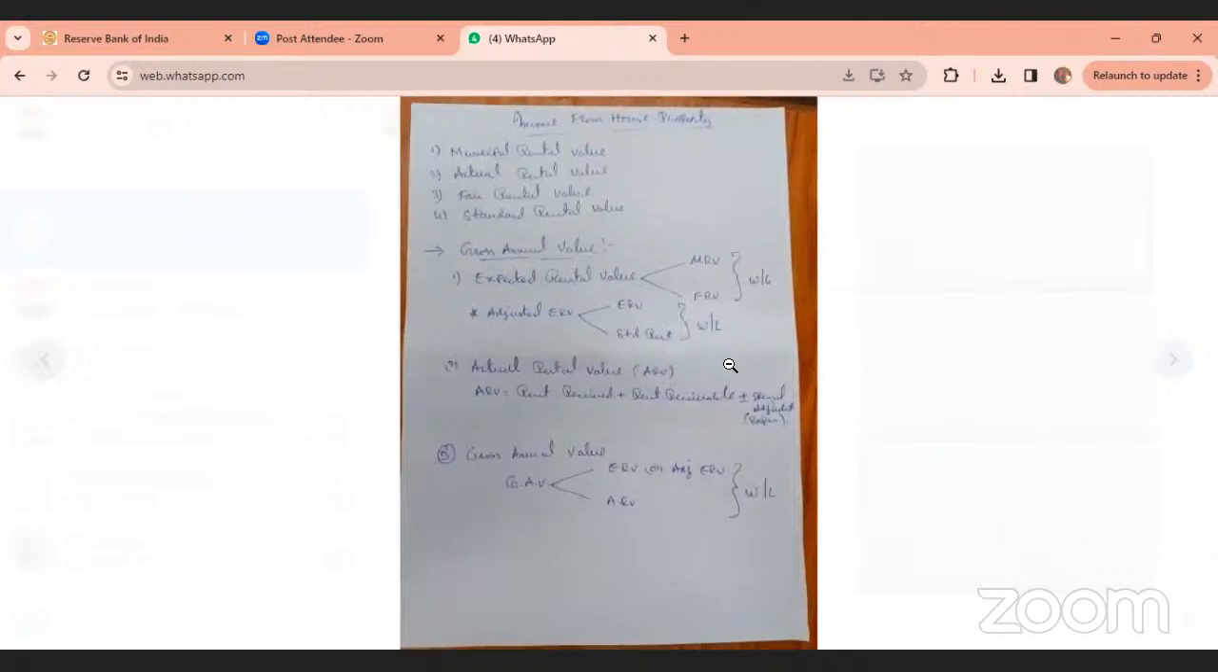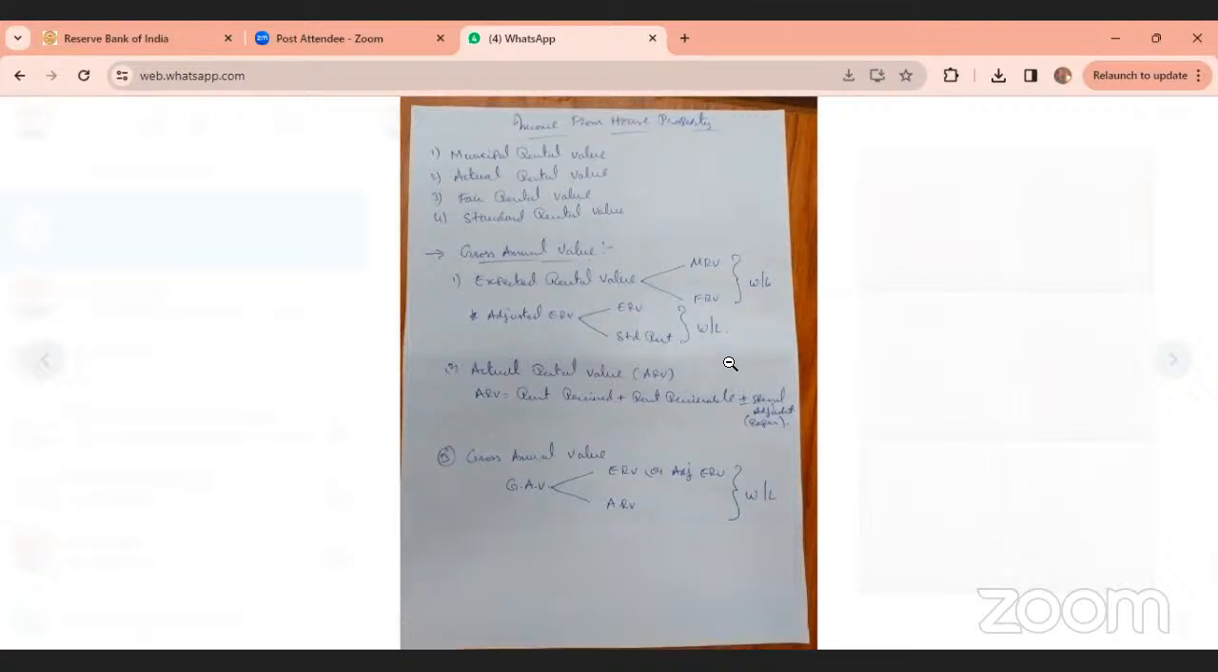So next, in heads of incomes, there are 5 heads of incomes: income from salary, income from house property, income from business or profession, income from capital gains, and income from other sources. So you have 5 chapters from the 5 heads of incomes. Income from salary is a lengthy chapter. After income from house property and income from profits and gains, I will tell you income from salary. Today I will complete income from house property. This one is also very, very important for you.